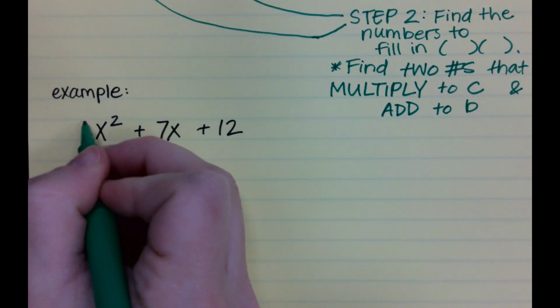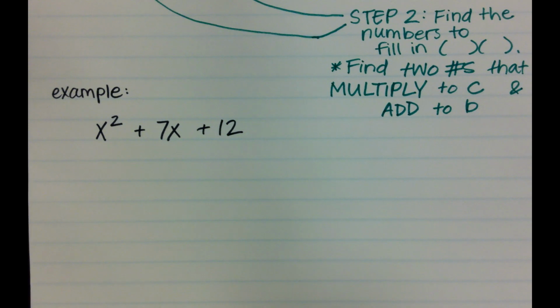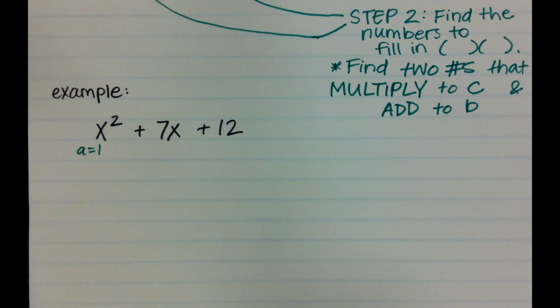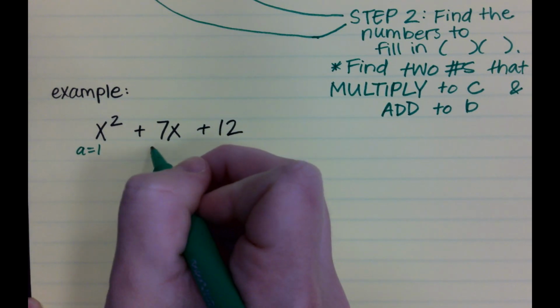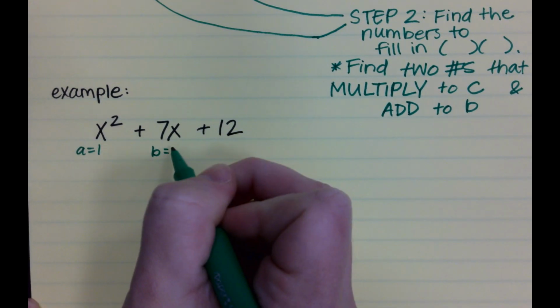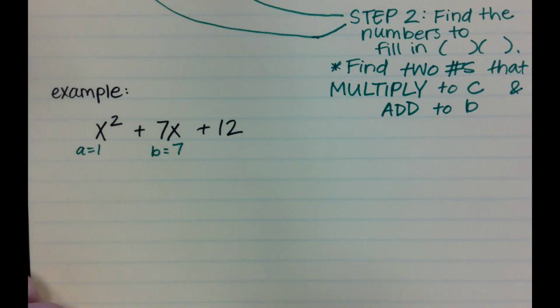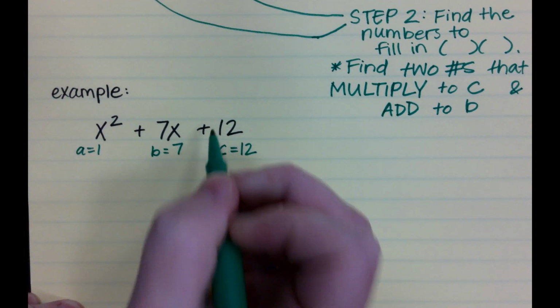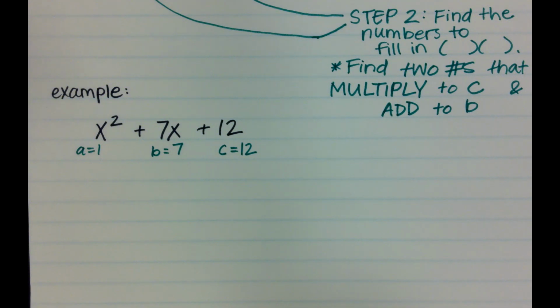So A, because there's no number next to x squared, what does that make our A? 1. So that means we can use this method. A equals 1, so we're good. What is our B? 7. So that's the number next to x. And what's our C? 12. That's our constant. So we've got it written out.